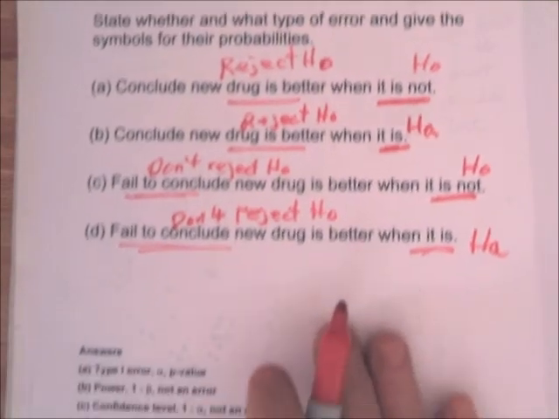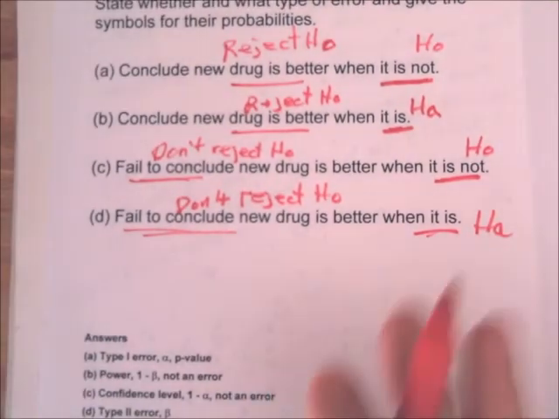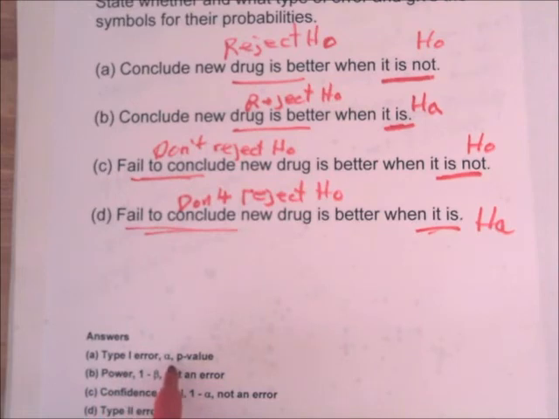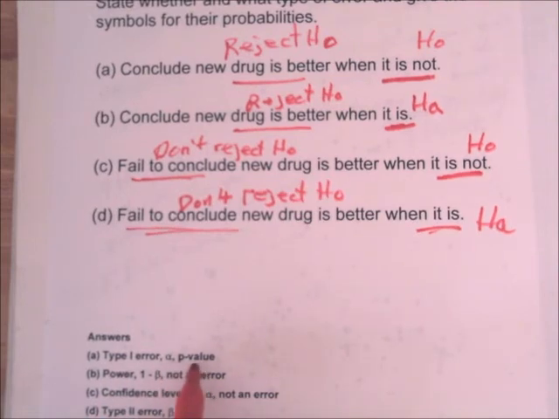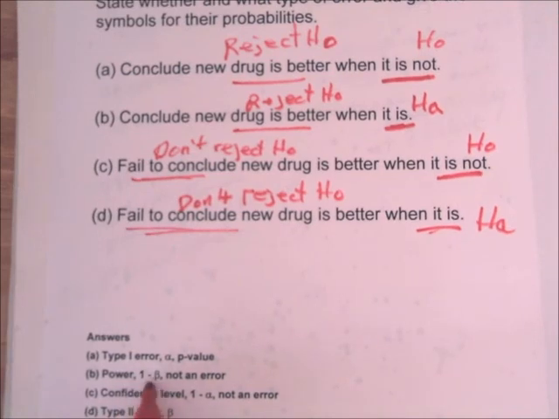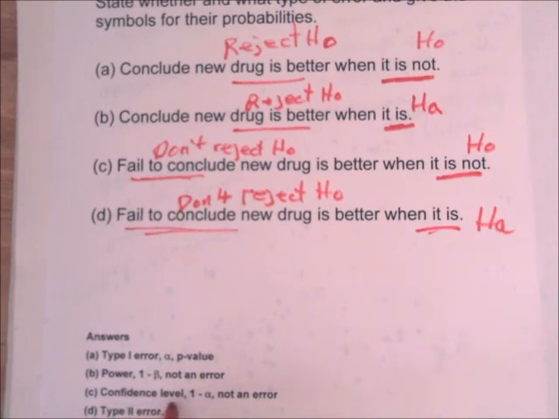So I put the answers down here at the bottom. That's part A, type 1 error, which is represented by alpha. Part B, the power of the test, it's 1 minus beta, not an error. Part C, confidence level, 1 minus alpha, not an error. Part D, type 2 error, that's represented by beta. And that concludes this presentation.